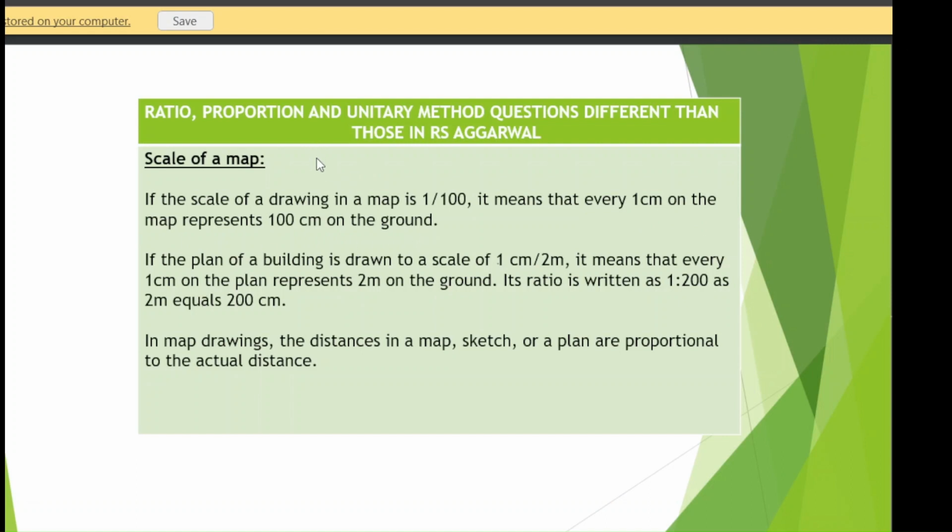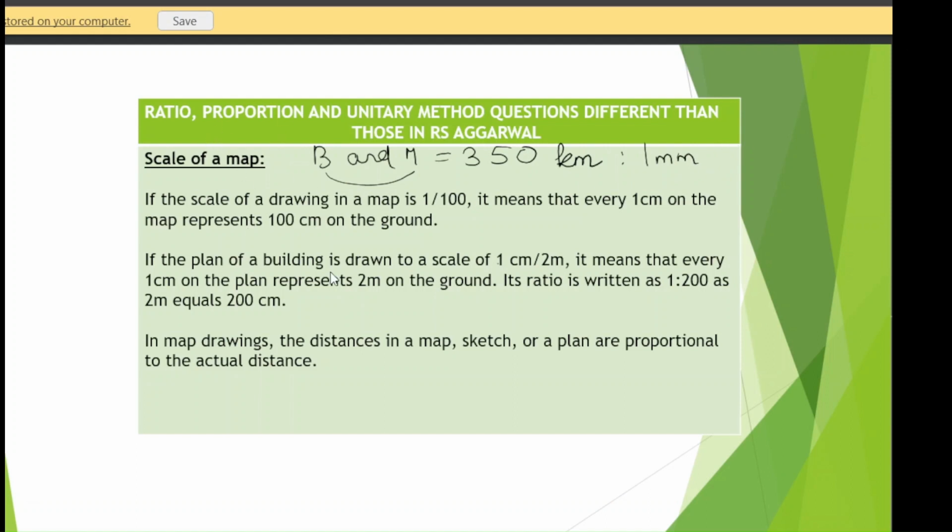Suppose distance between Bangalore and Mangalore, I am writing B and M. Okay, Bangalore and Mangalore is 350 kilometers. Just approximate, it could be less or more also. Just an approximate distance I am taking. Real distance between B and M is 350 kilometers. But can I show this distance on map? I cannot.